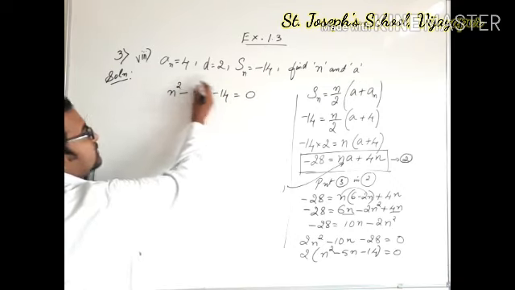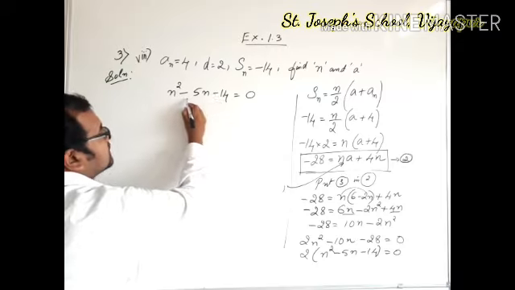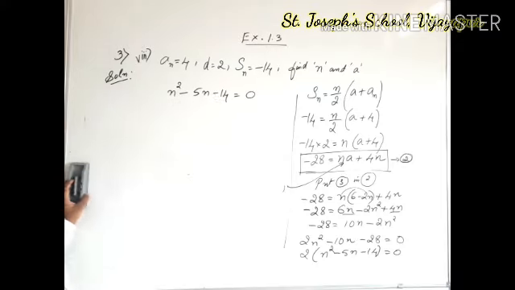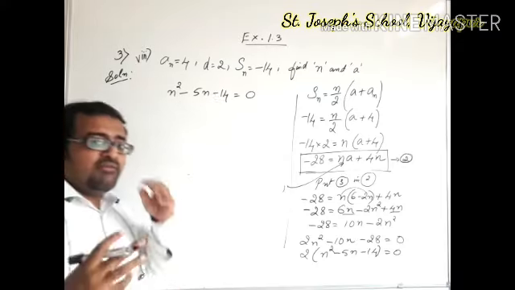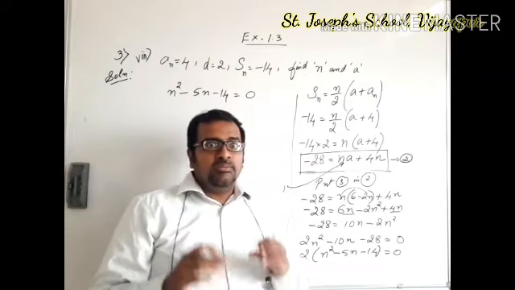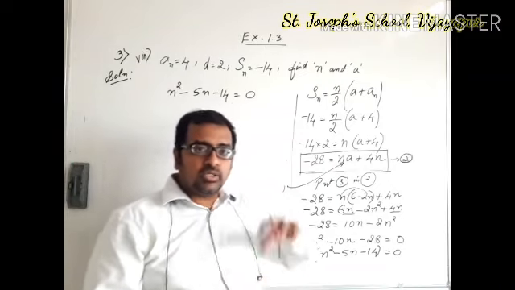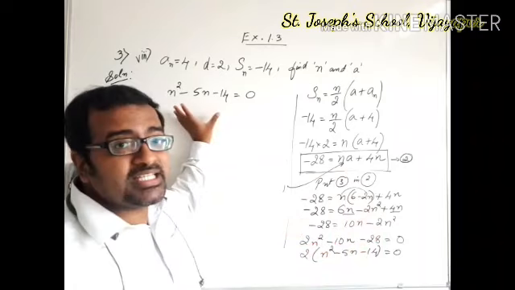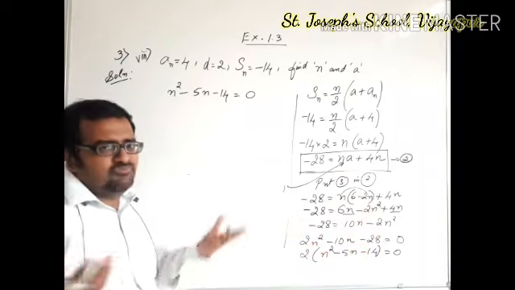See, the product has to be minus 14 and the sum has to be minus 5. So which two numbers are like that? If you have a doubt regarding the factorization, please comment in the comment section so that a separate video will be made of how it is factorized. If you know it, well and good.